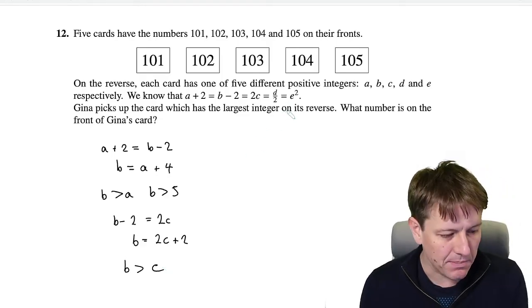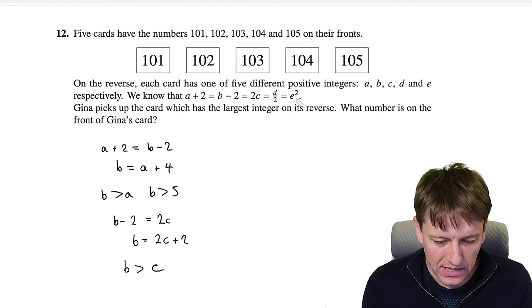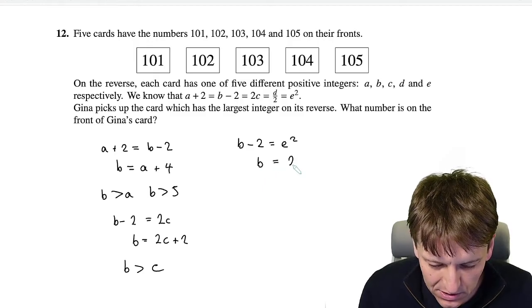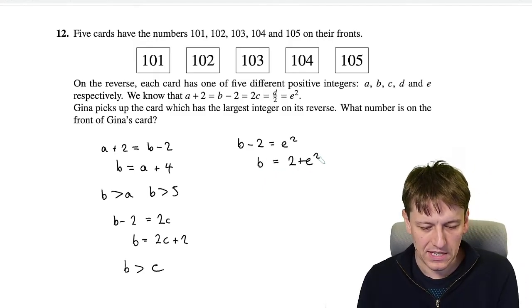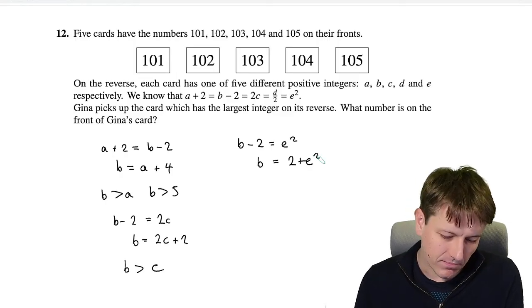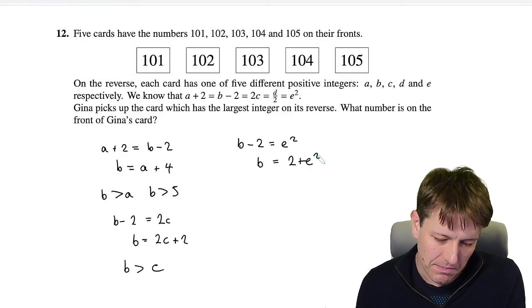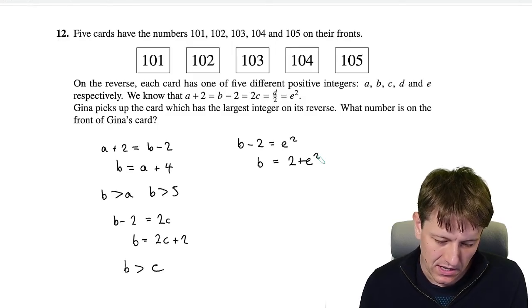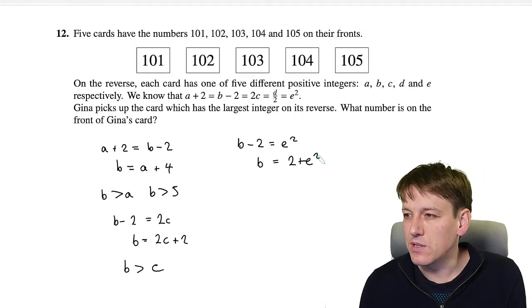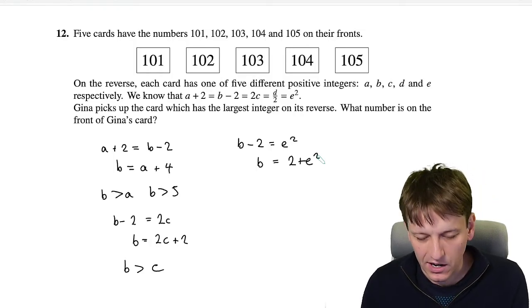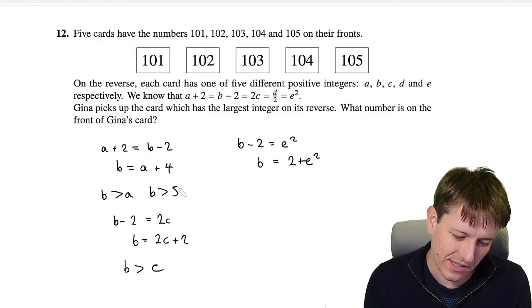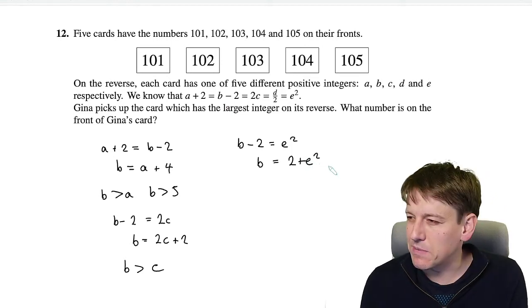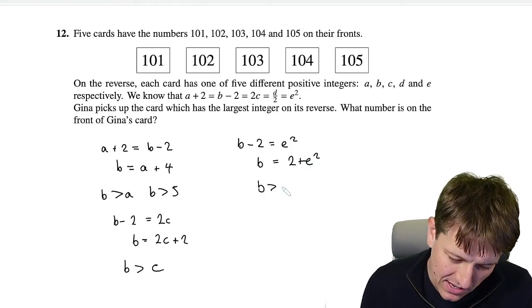And now let's think about E here next, I think. So let's say B minus 2 equals E squared. So B equals 2 plus E squared. Now, I suppose B is clearly going to be greater than E as well then, because when I square the number E, it's going to get larger, unless it's 1, I suppose. I mean, we know that B is bigger than 5, so E can't be 1 here anyway. So either way, E squared is going to be bigger than E, and that means that B is also going to have to be bigger than E as well.